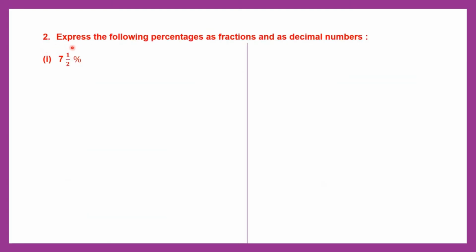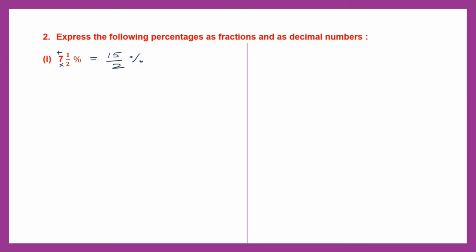Question 2. Express the following percentages as fractions and as decimal numbers. Now here we have a mixed number which is already in the percentage form. So the percentage now we have to convert into fractions. Since this is a mixed number, we convert it to a fraction. So the first step is convert this mixed number to an improper fraction, and that we know how to do it, isn't it? 2 sevens are 14 plus 1 is 15. So this is 15 by 2%.